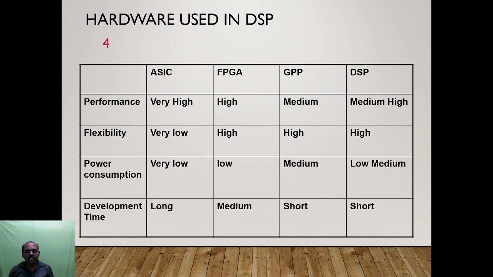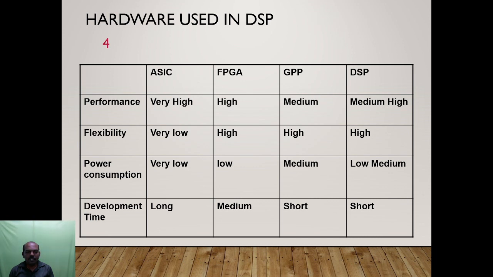The next characteristic, flexibility. ASIC flexibility is very low. FPGA flexibility is high. GPP flexibility is high. DSP flexibility is high. The next characteristic, power consumption. ASIC power consumption is very low. FPGA power consumption is low. GPP power consumption is medium. DSP power consumption is low to medium.